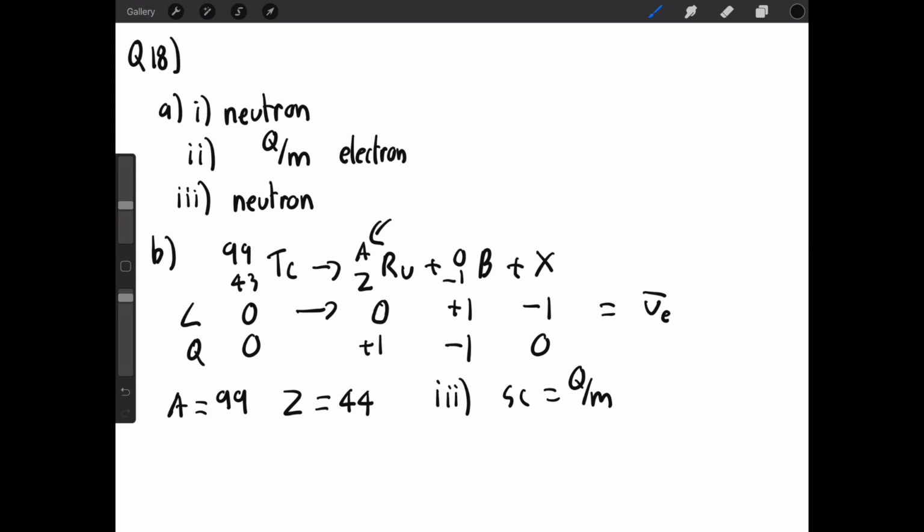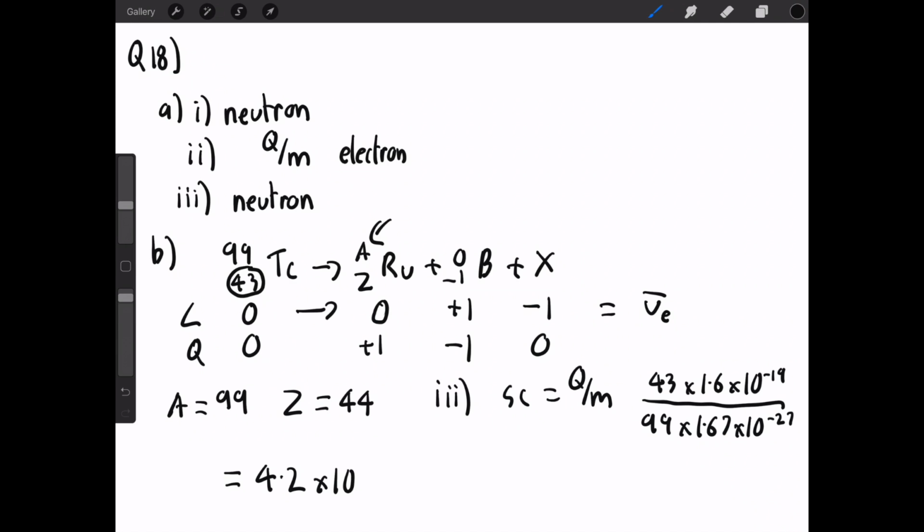There are 43 protons, so that's 43 times the charge on a proton, 1.6 times 10 to the minus 19, divided by the total mass, which is going to be 99 times the average mass of a nucleon, 1.67 times 10 to the power minus 27. Run out of space. That's going to give me an answer of 4.2 times 10 raised to the power 7. Now the units, well, that's coulombs up here and kilograms down here, so that's coulombs per kilogram. Yeah, that's question 18.